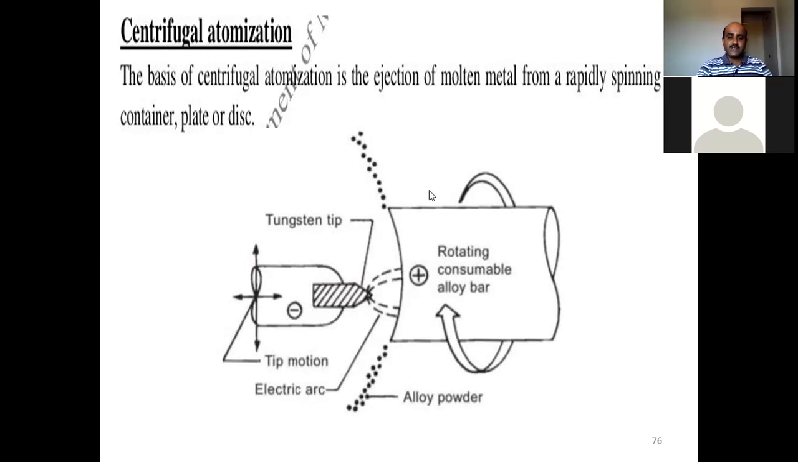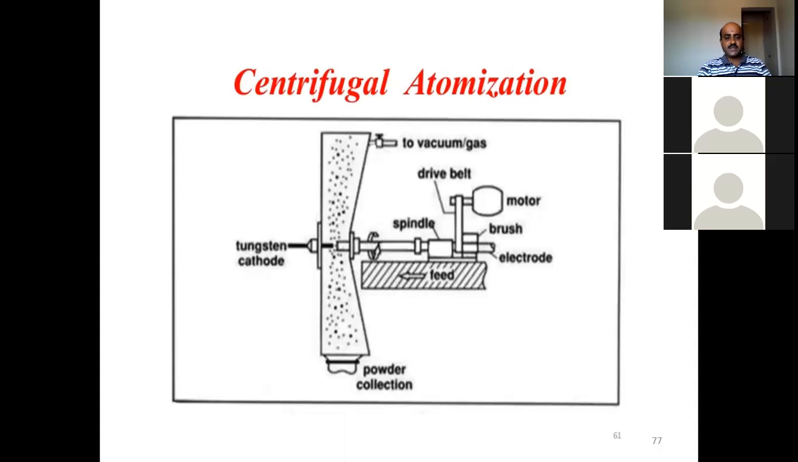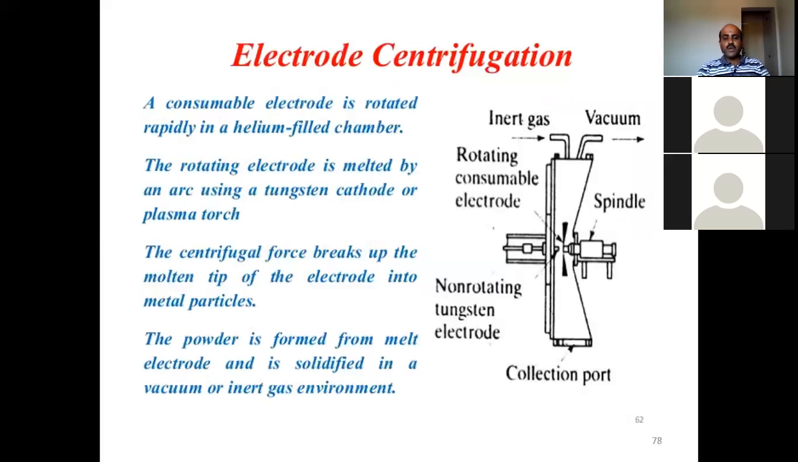The electrode gets consumed in the sense that it gets converted into metal powder, because of the centrifugal force. With different pictures or sketches, we can easily understand how centrifugal atomization can produce a metal powder. You can see here, this is a vacuum chamber, this is the electrode, and this is a tungsten cathode. It will be rotating, and because of the centrifugal forces, this electrode will be melted and converted into metal powder. This is the basic principle behind the centrifugal electrode.